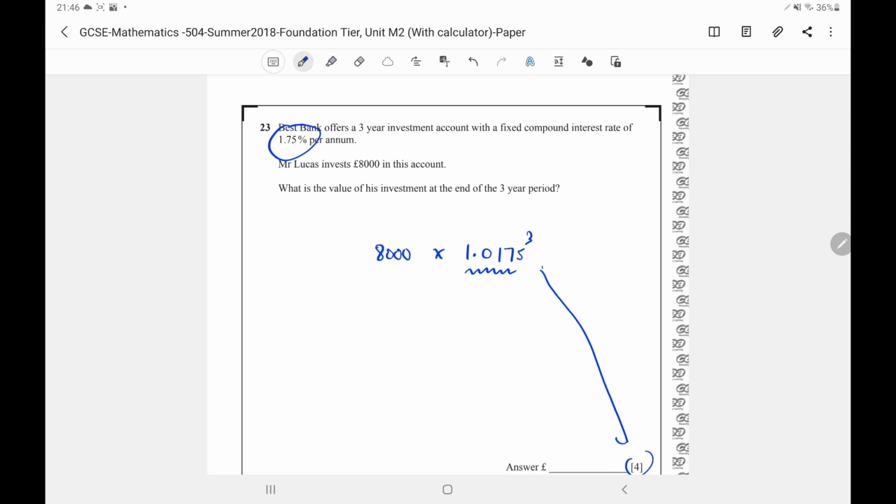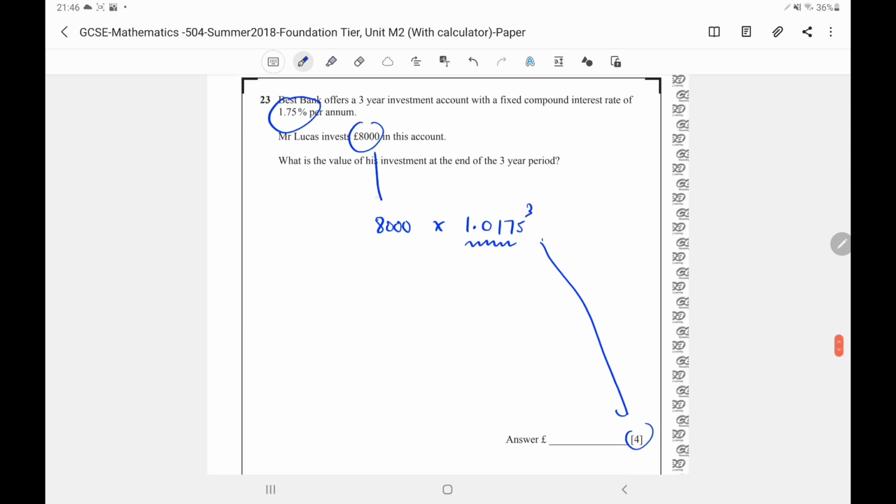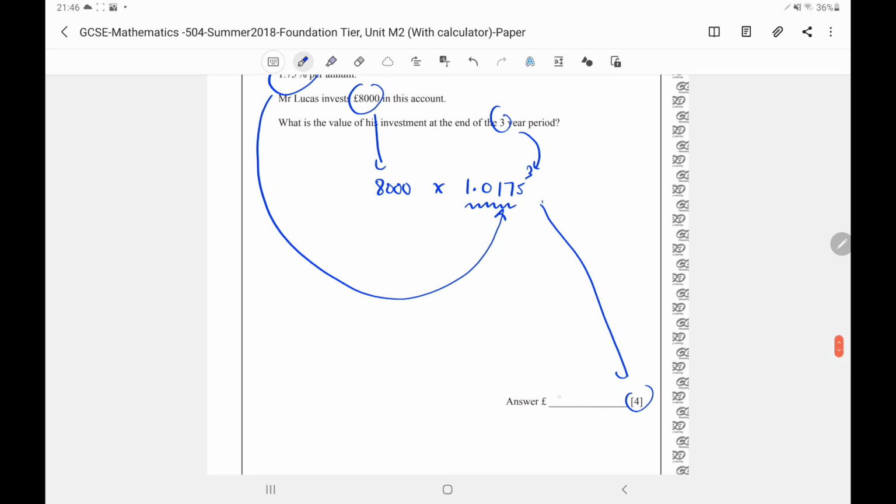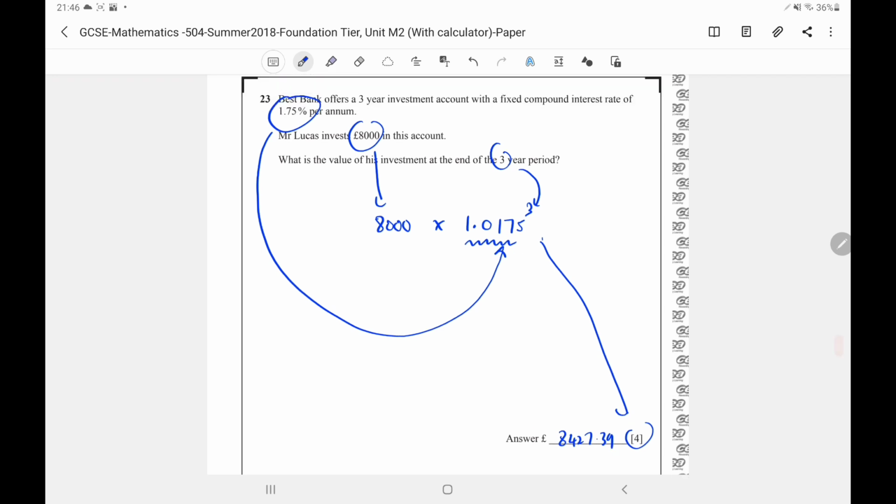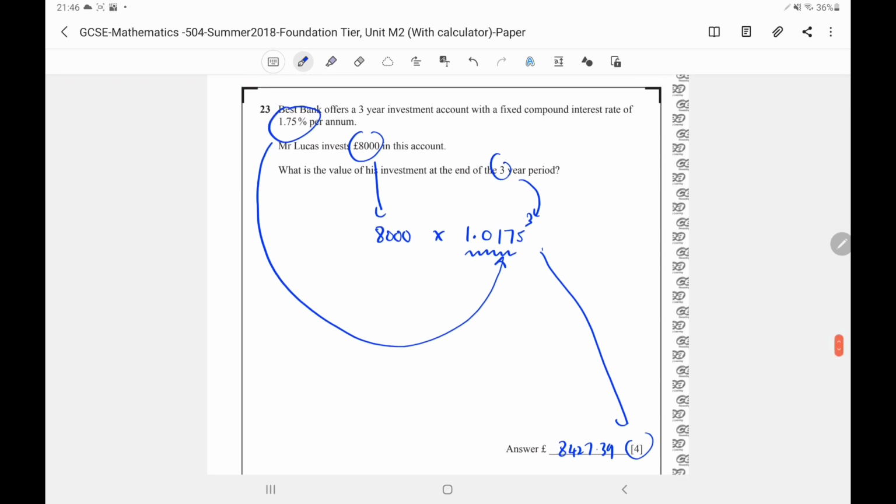There's 4 marks. So 8,000, 1.75 is in there, 3 is there. Whenever you type that into the calculator, then just looking it up, you get 8427.39. There's a longer method, but I just want to see what you think about that first.